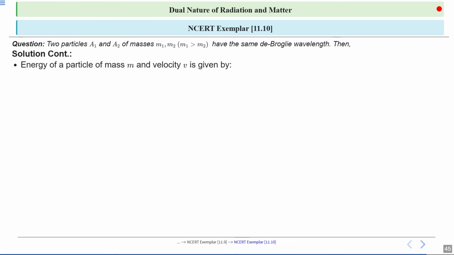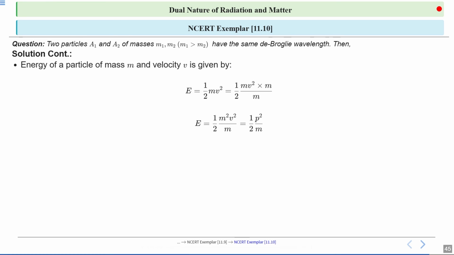Let's recall the formula for kinetic energy of a particle. The energy E of a particle with mass m and velocity v is given by E equal to half mv square. Let's manipulate this formula a bit. We can write half mv square as half mv square multiplied by m divided by m. This step helps us set up the equation to introduce momentum, which we will use since de Broglie wavelength is related to momentum.